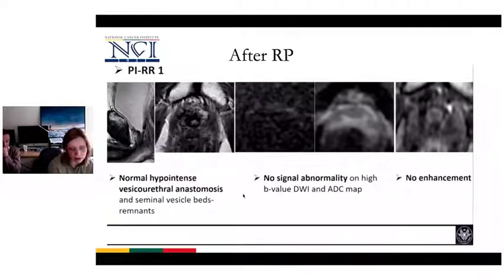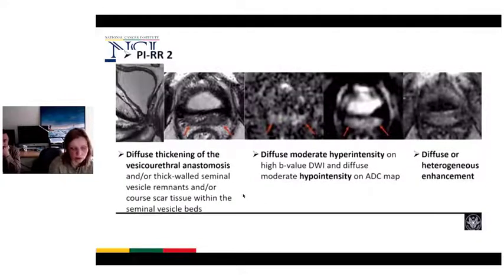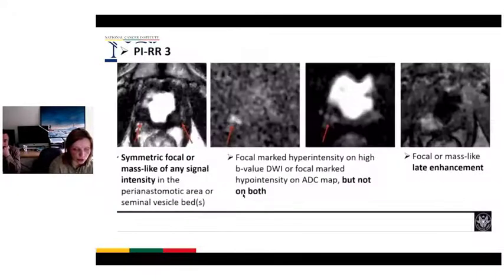And after radical prostatectomy, it's also a very similar scale. You don't have the prostate at all, but of course you must have contrast-enhanced images in these patients after radical prostatectomy. You should look for a normal hypointense anastomosis. If you don't see any abnormalities here, it's 1. If you see diffuse thickening or very moderate signal changes, it's 2. If you see something, but not enough for true cancer, it's 3.